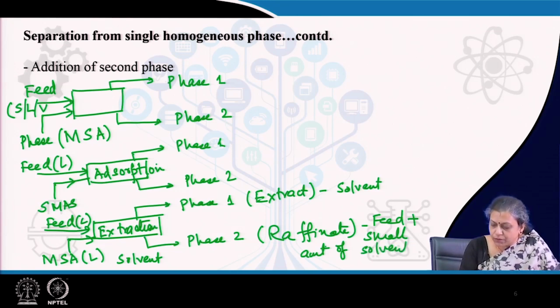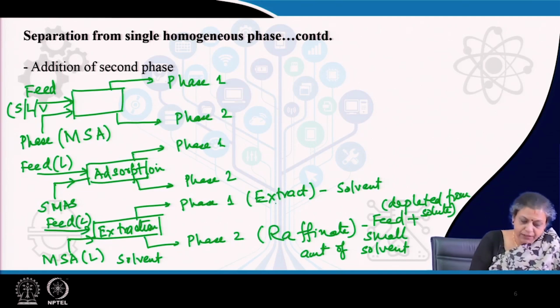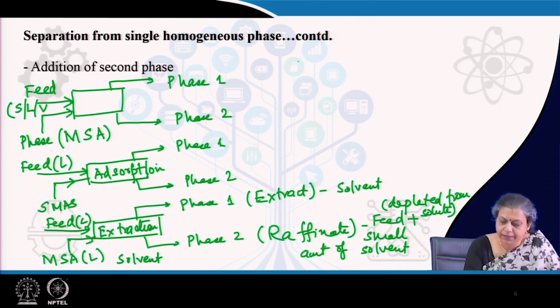So, small amount of solvent, and this feed is depleted of the solute, because a good amount of solute has gone into the solvent and it forms the extract. Therefore, if we have a liquid feed, we can perform different operations. One, we can perform adsorption when the MSA is solid, extraction when the MSA is liquid, and we can also introduce a gas phase here.